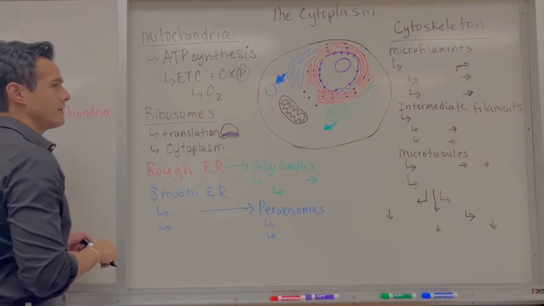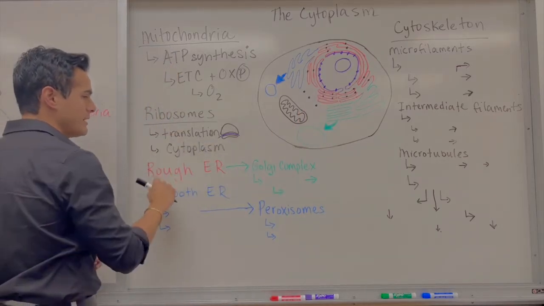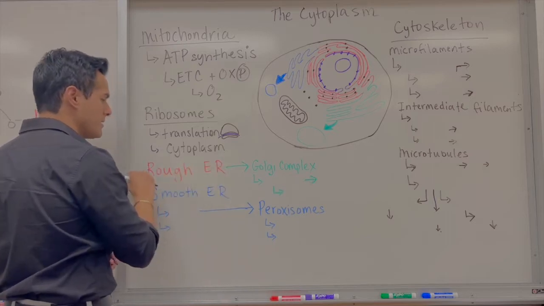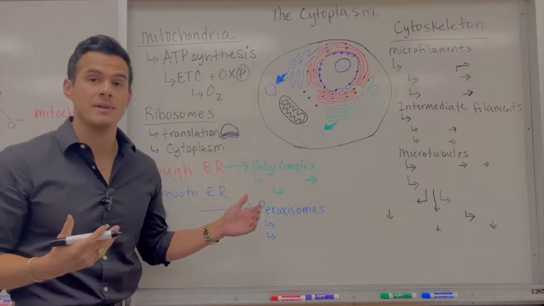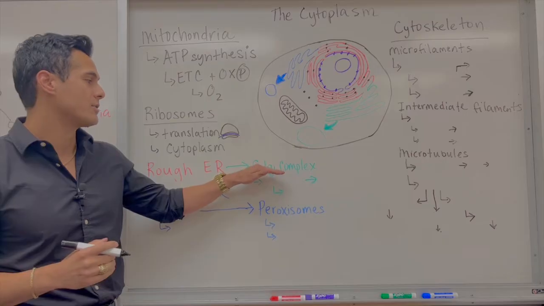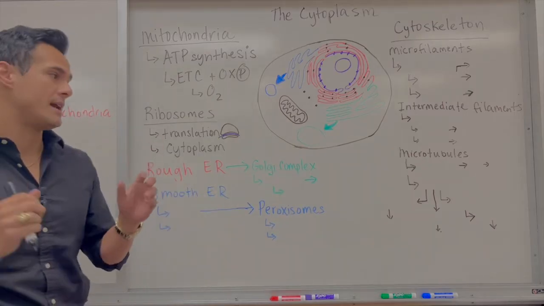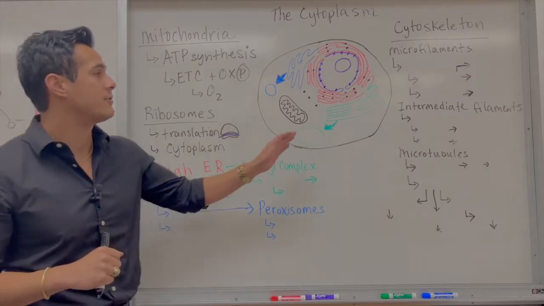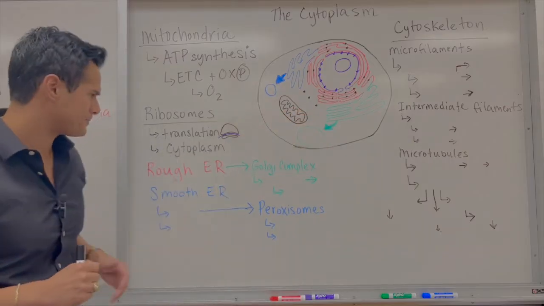So let's look at the rough ER. I've already said the rough ER is studded with these different ribosomes here, and it's the site for translation, where we're producing proteins. As we synthesize these different proteins, from there we need to package them. And the organelle that's responsible is the Golgi complex, also known as the Golgi apparatus. This is what's known as our UPS. It's the UPS for packaging these different proteins, and then from there they can get transported to their designated spot within the cell.